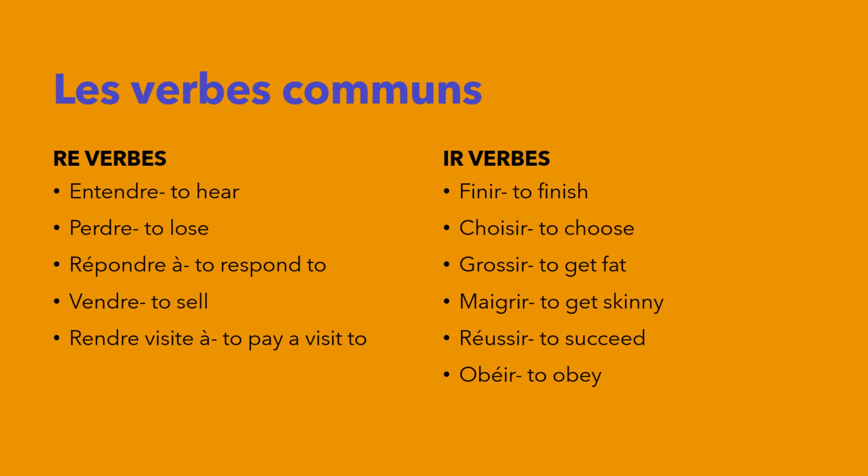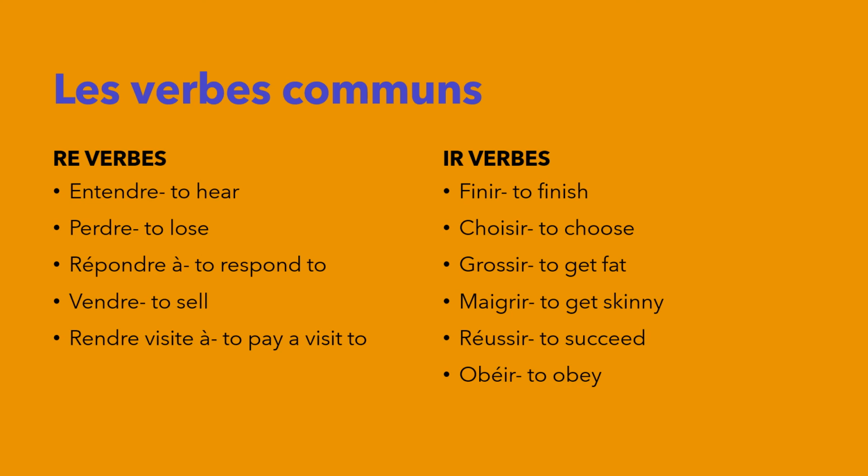Okay, and you also notice that these are all regular RE verbs because they end in DRE. That's how you can always tell it's a regular RE verb, because a lot of irregular verbs end with RE, but this is how you can tell whether it is or isn't. On the other side, IR verbs. Finir, to finish. Choisir, to choose. Grossir, to get fat. Maigrir, to get skinny. Réussir, to succeed. Obéir, to obey.